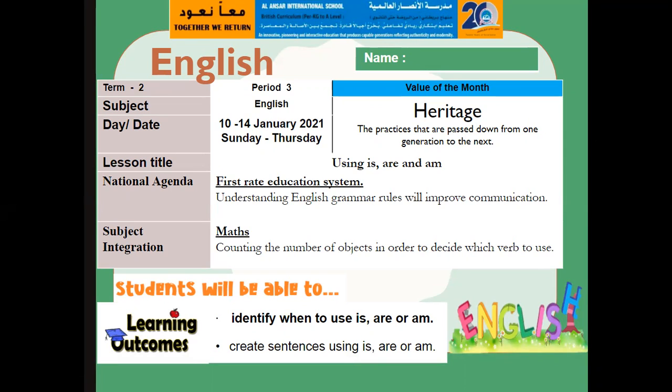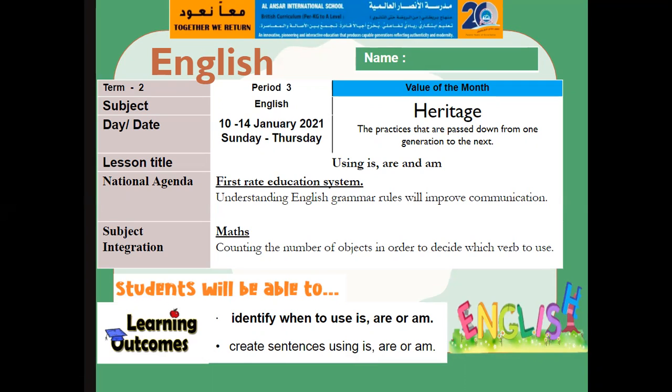Today we are going to be learning about auxiliary verbs, when to use them correctly, and together we will create sentences with them. The auxiliary verbs that we are going to learn about will be is, are, and am.